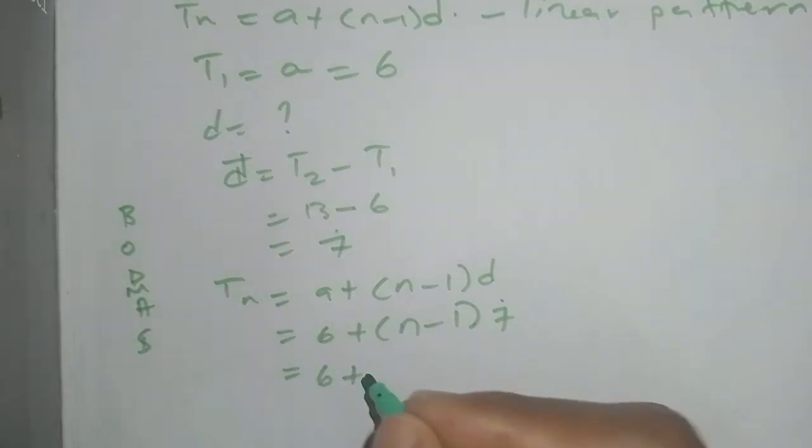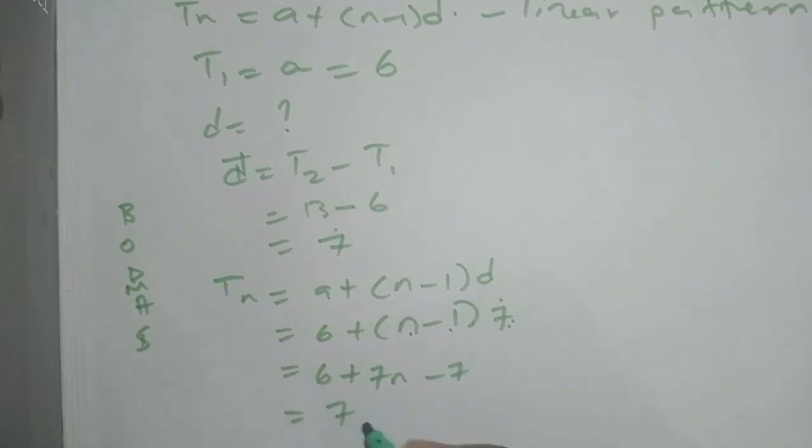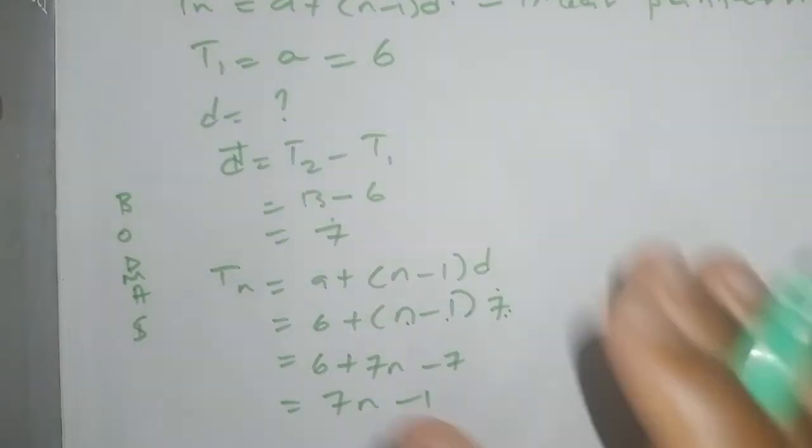I'm gonna have 6 plus, this multiplied by that is gonna be 7n. This multiplied by that is gonna be minus 7. Then I'll be having 7n minus 1. That is my general formula.